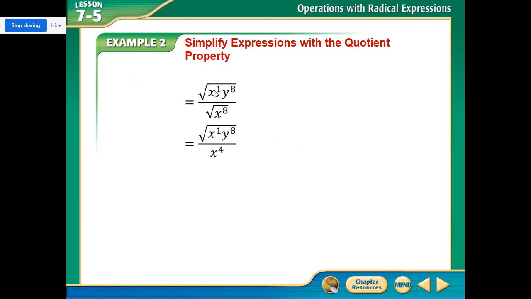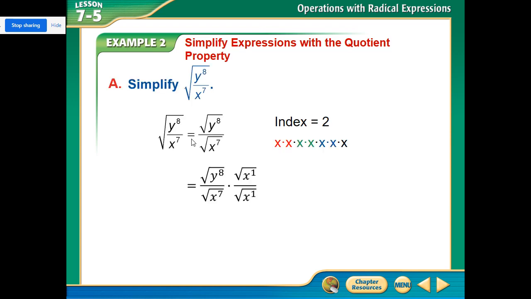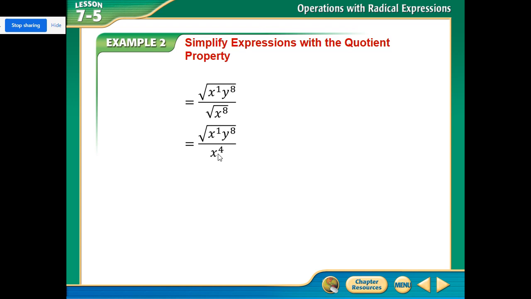Now, yes, the numerator is a little messed up. That's fine. But we're going to go ahead and simplify the x to the 8th. That's x to the 4th, because we just divided by 2. And so that's what we end up doing. So first step was to take a look at the denominator and see what we need. Then we multiply. Once we've multiplied, the denominator should be fine. And now we got to simplify the numerator.